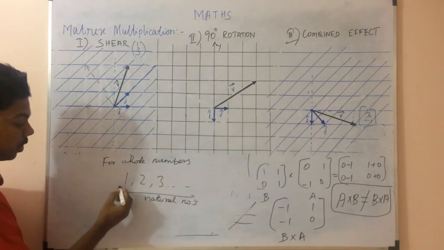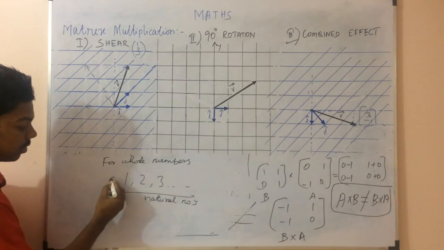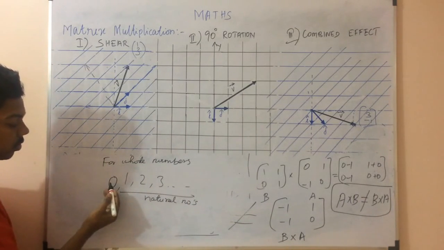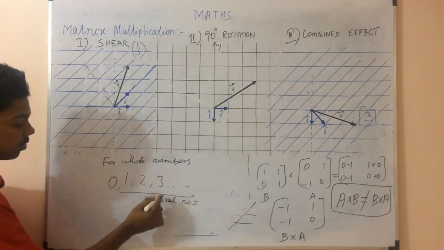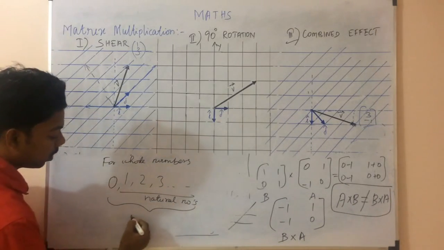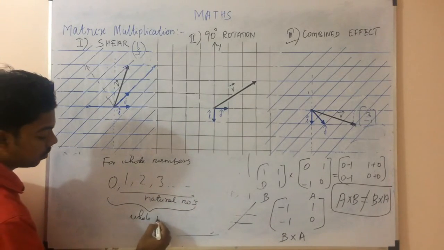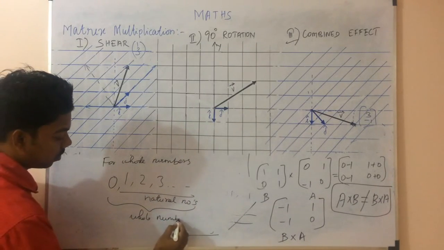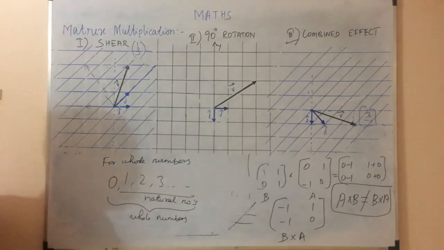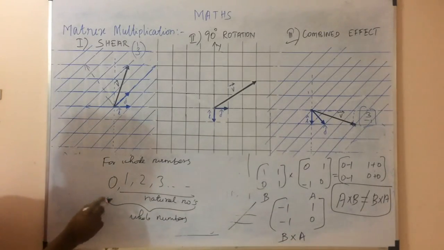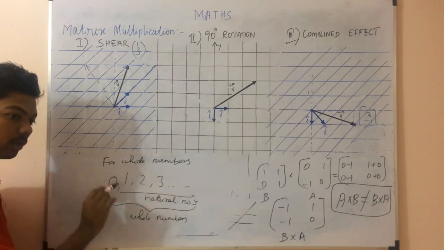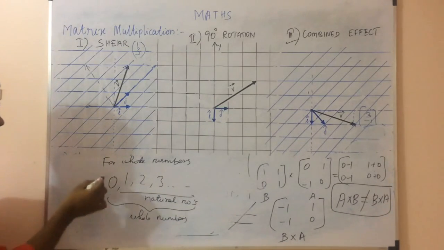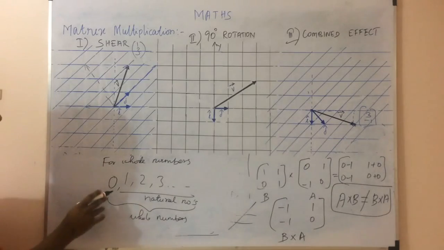Now, if you add 0 to these natural numbers, you will get whole numbers. What you conclude is that 0 is a whole number, not a natural number. 1 is both a whole number and a natural number. So 0 is not a natural number, it is a whole number.